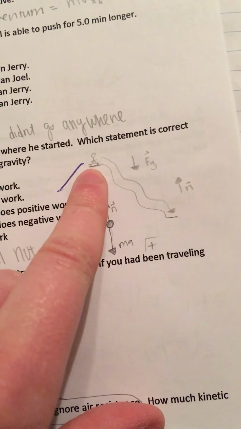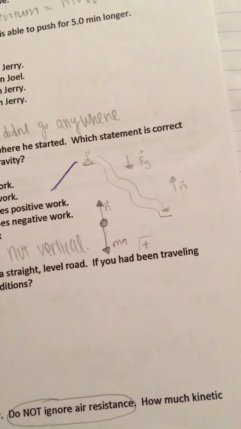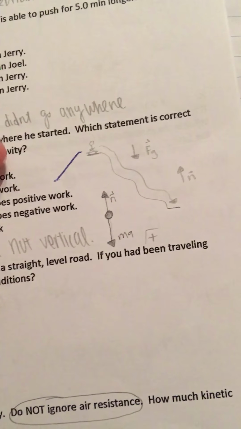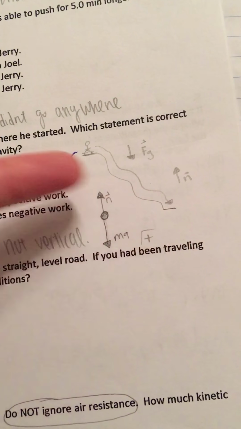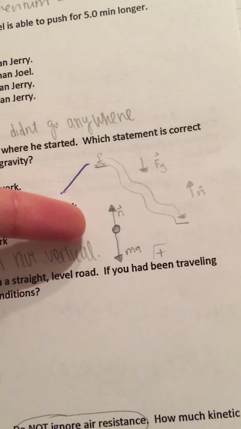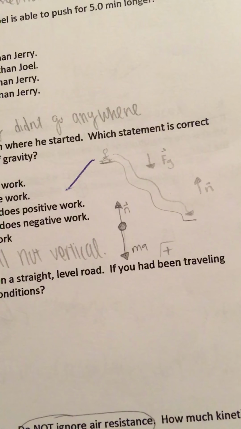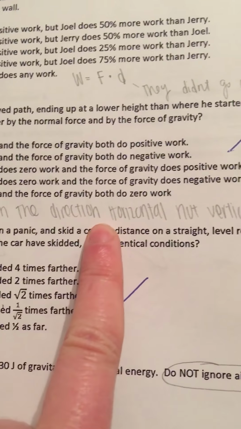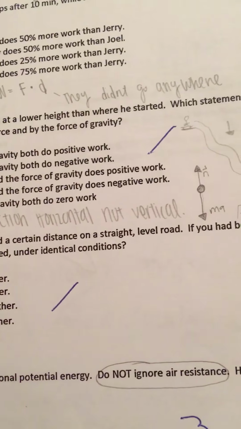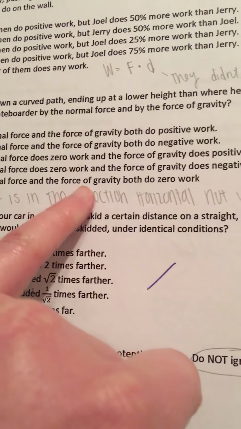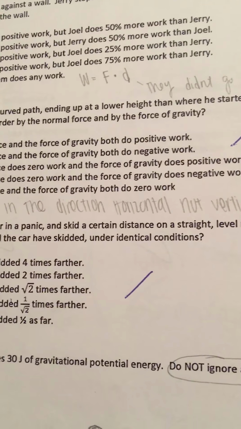because when you look at the skateboarder going down the track, I was thinking about how, yes, he's going downhill, but I was thinking more in the X direction more than the Y direction as the work. And I wrote down here, work is in the direction horizontal but not vertical. So that's why I was thinking that the normal force and the force of gravity both do 0 work.